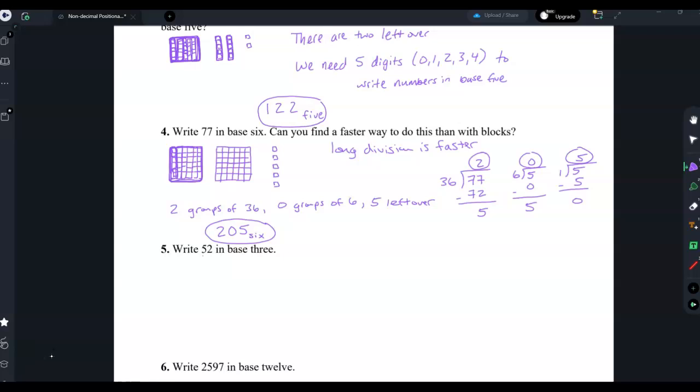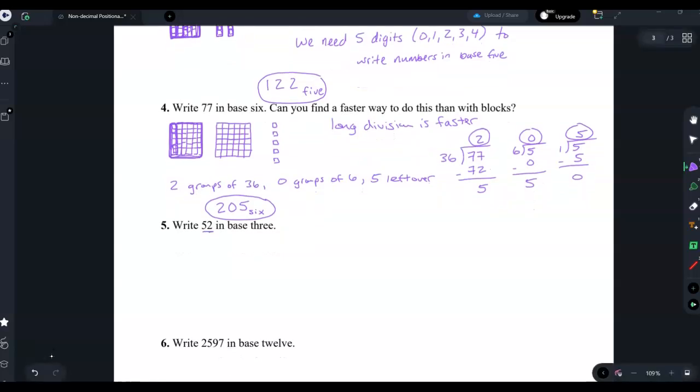So we want to write this number 52 in base 3. So it's important to know first what our place values are going to be. So always we start with the ones place, right? But then, so 1 is coming from, in this case, we're in base 3, 3 to the 0 power, which is just 1. Anything to the 0 power is 1. So we always have the ones place.